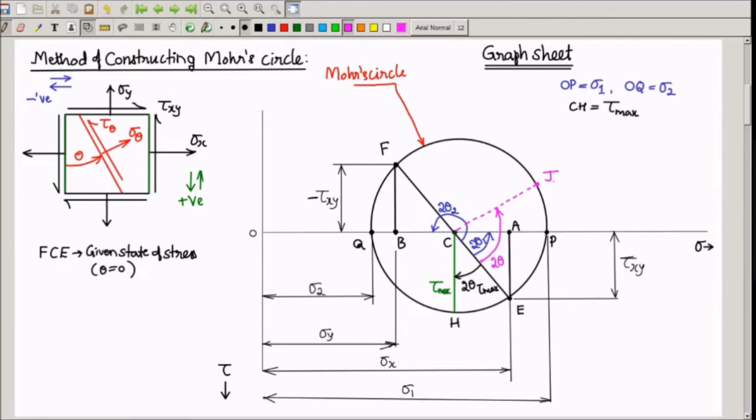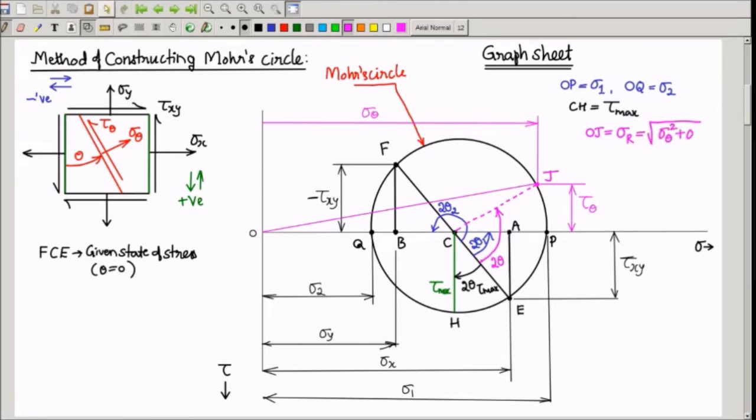Now the coordinates of point J will give you normal stress and shear stress, because our x-axis is normal stress, y-axis is shear stress. So the distance of point J from tau axis will give you sigma theta, normal stress on the plane. Distance of point J above the x-axis will give you tau theta, shear stress on the plane. Don't forget one thing, tau theta, if it comes above the x-axis, it has to be taken as negative. If you want to calculate resultant stress sigma R, join O to J. So here OJ is the resultant stress sigma R, which is actually the vector summation of sigma theta and tau theta. If you want the angle of obliquity phi, tan inverse of tau theta by sigma theta is here.